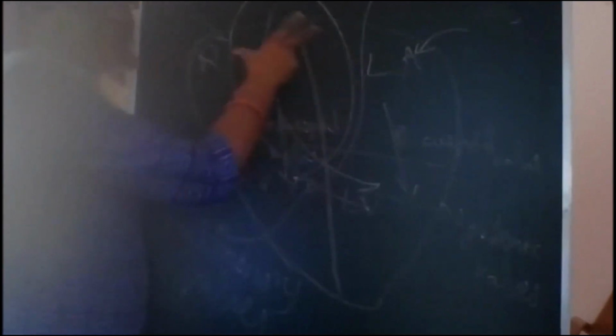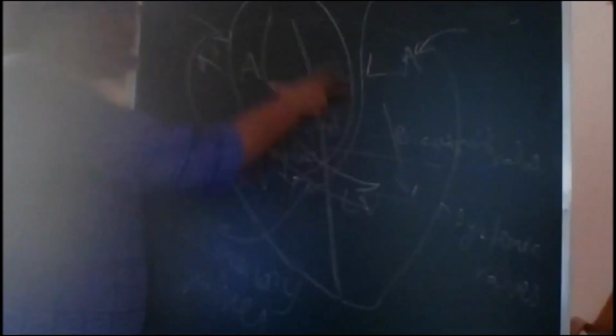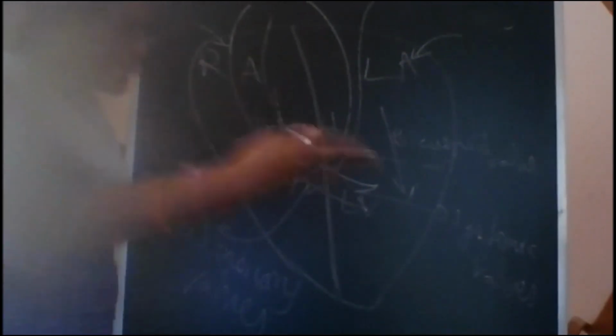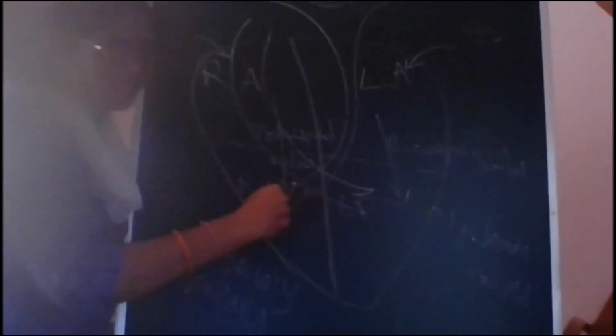Okay, so this is the first step in the cardiac cycle: contraction of atria. Because of the contraction of atria, the blood from the atria will move to the ventricles. Second step, ventricular contraction. Now the two ventricles have received the blood. Now they have to contract.